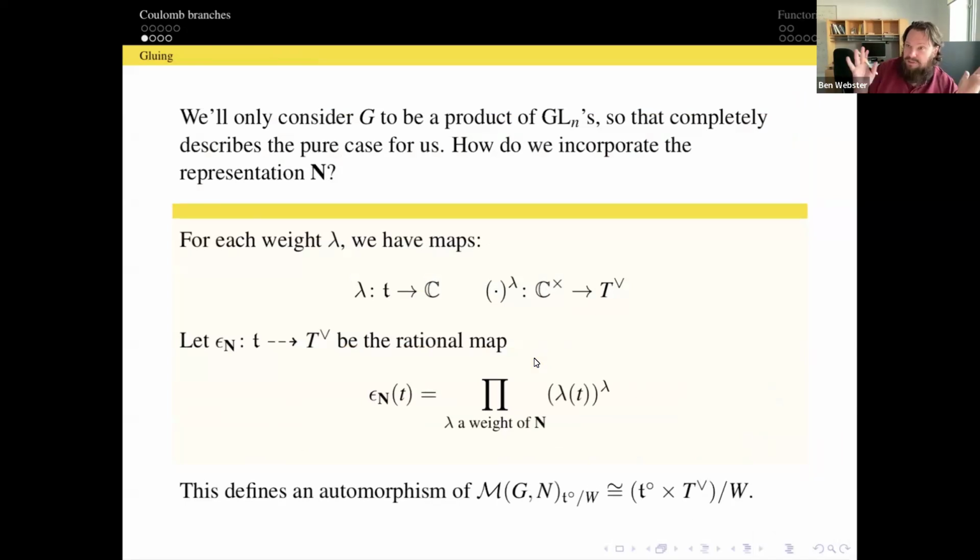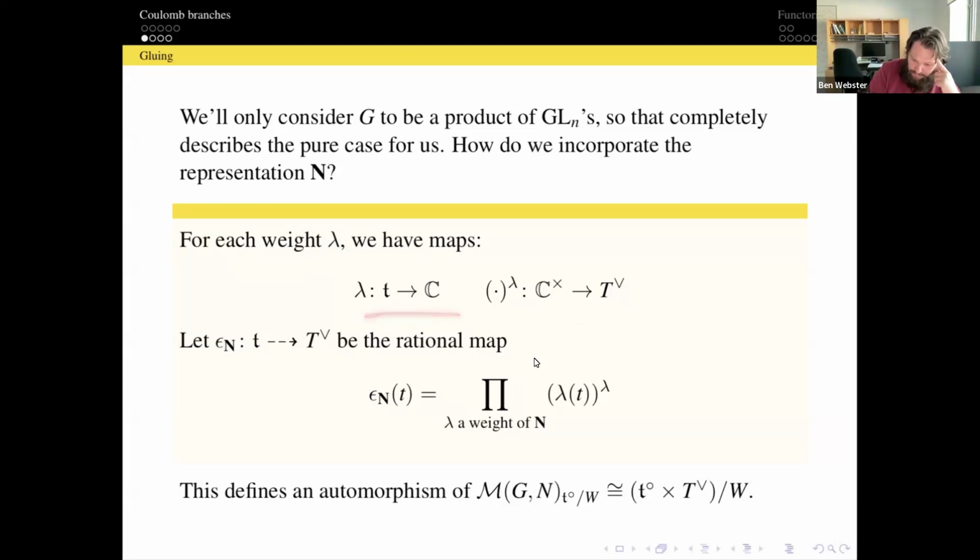And so that's the only pure case we'll worry about, that I have a product of GLNs and I'm getting this sort of centralizer construction. So how do we incorporate this representation? This is kind of an interesting story, which I think it's taken us a while to appreciate. For every weight, I have a map from the torus to C, and I have a map from C star into this dual torus. So if I have a weight, I can think of it both of these ways.